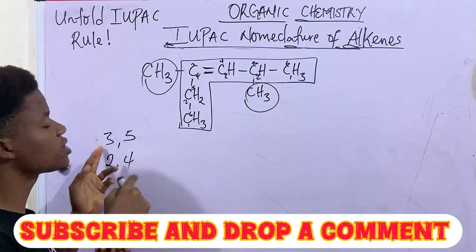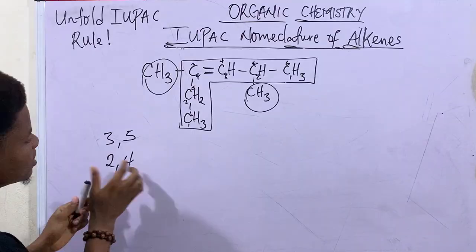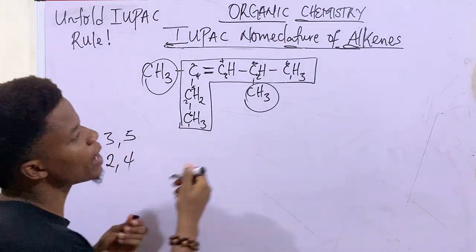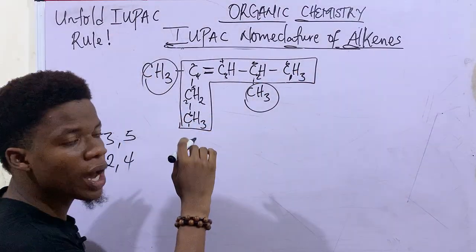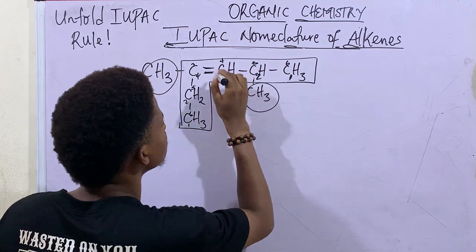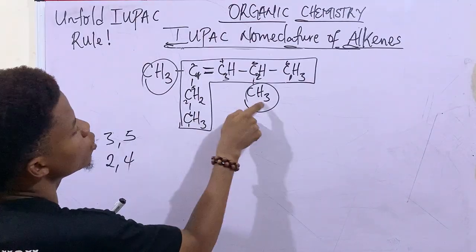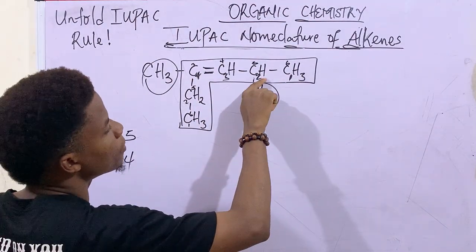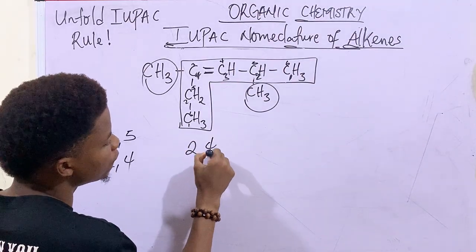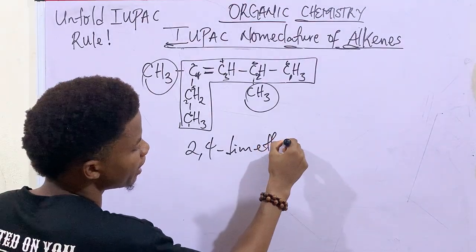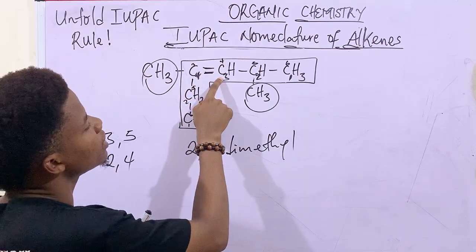If you just add 5 plus 3, 8. 4 plus 2, 6. So this direction is smaller than this. It means we are using this direction and not like this. So the accurate numbering we will now use is 1, 2, 3, 4, 5, 6. Therefore, we have two methyl groups, and these two methyl groups are on carbon 2 and carbon 4. So the IUPAC name of this compound becomes 2,4-dimethyl. Now it means your double bond is between carbon 3 and carbon 4.